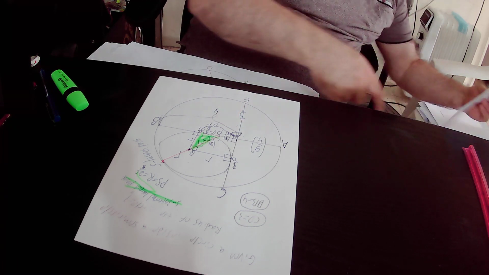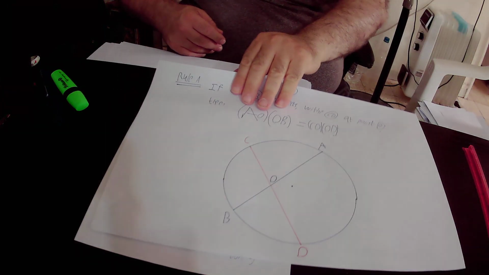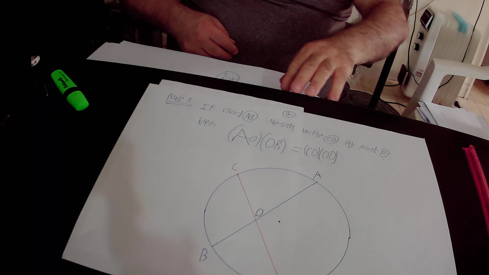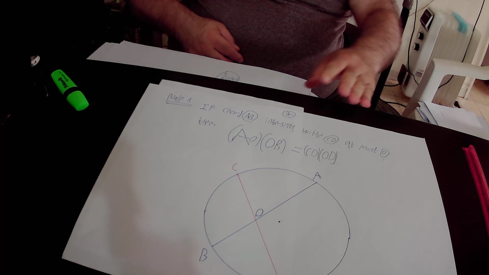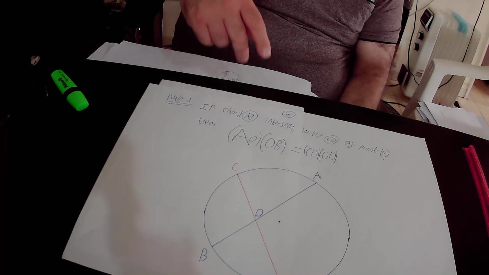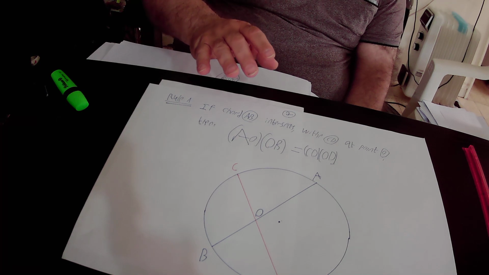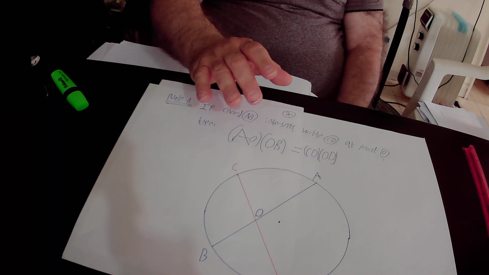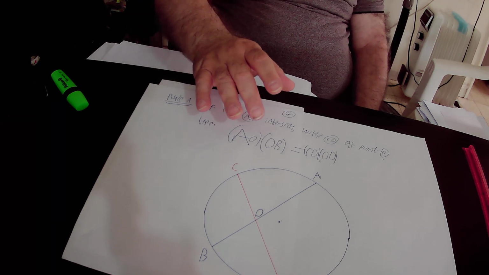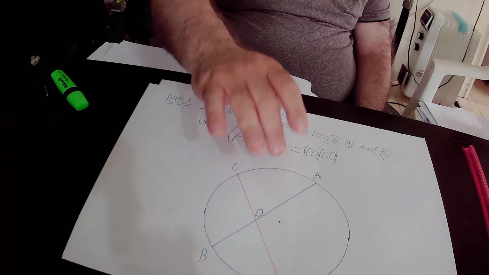Then I presented to you rule number 1. According to rule number 1, if chord AB intersects with chord CD at point O, then AO times OB equals CO times OD. So we have this circle. I should emphasize that here the intersection point is inside the circle. Point O, the intersection point of chord AB with chord CD, occurs inside the circle.